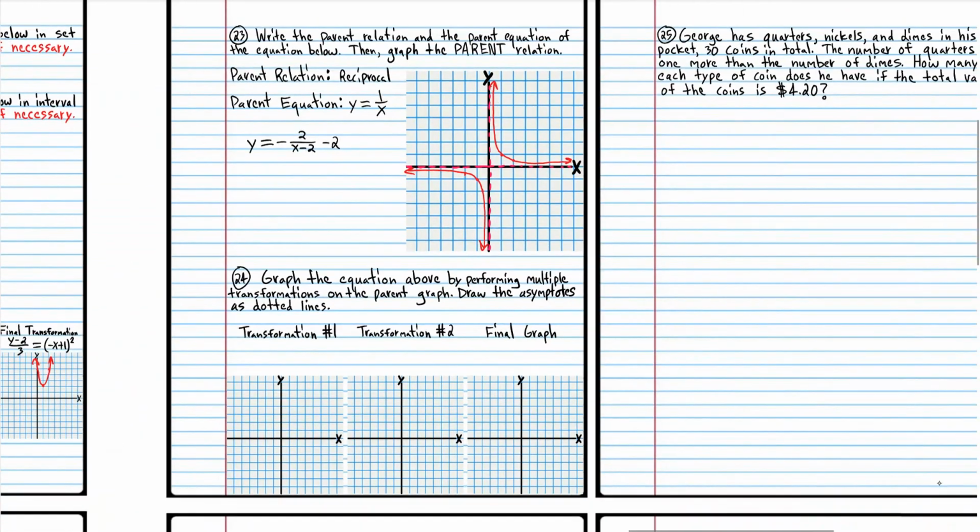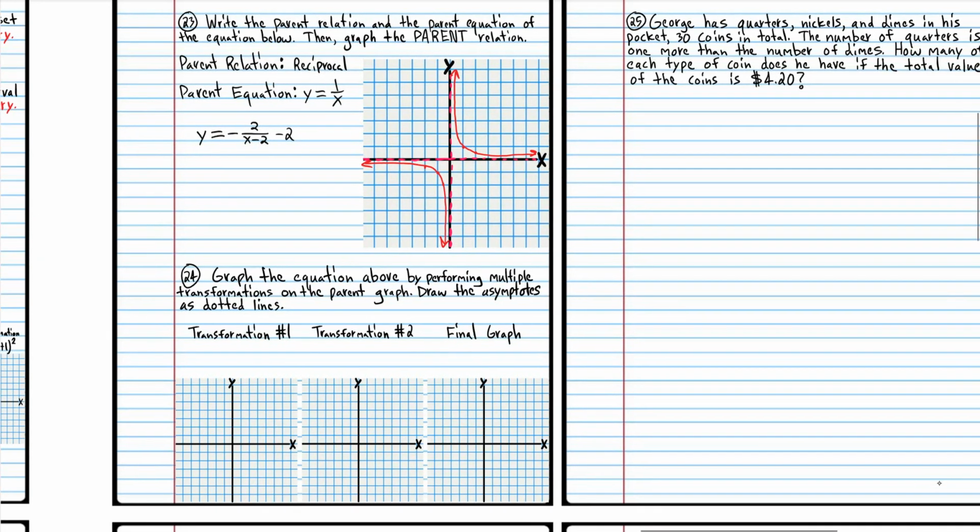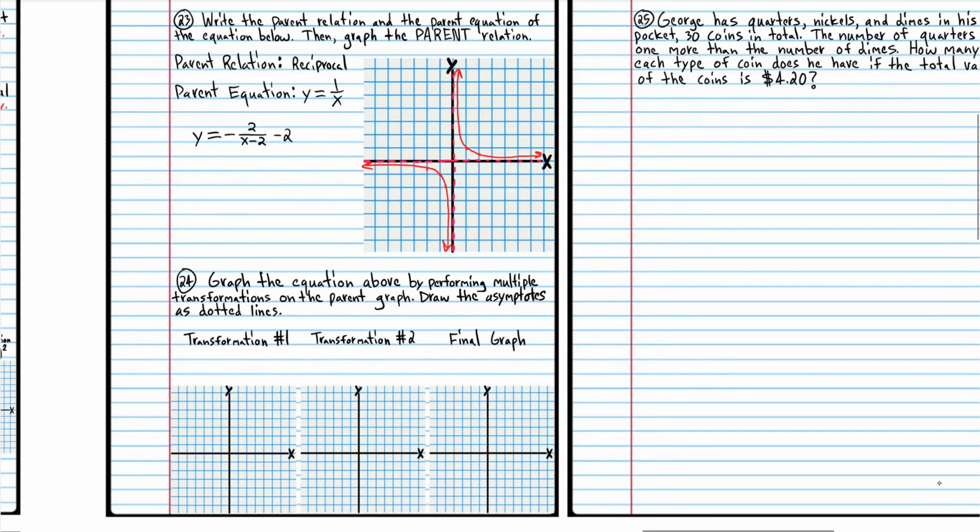So go ahead and try number 24. In 24, you're going to graph this equation using transformations. Starting from the parent graph, you're going to transform step by step, just like we did in previous classes. So go ahead and try number 24. When you come back, we'll do it together.